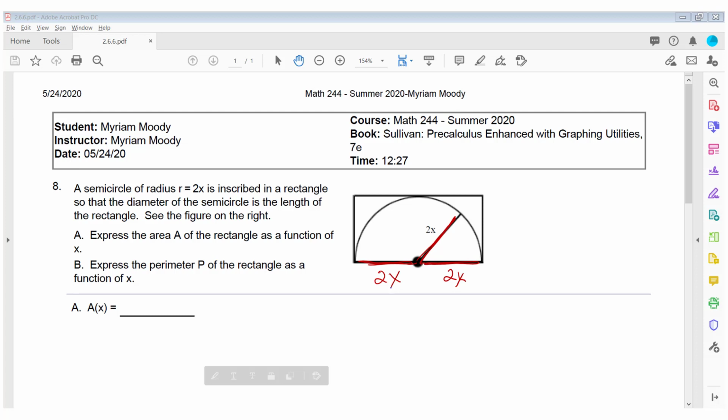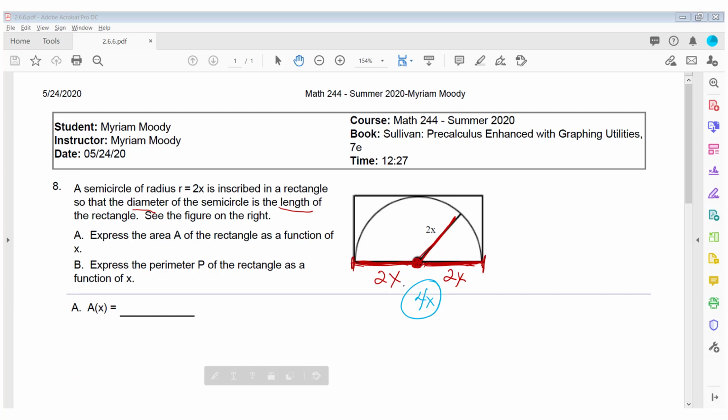So, help me out. Do you agree that this side was a length of 2x from the center of this circle out? And this side is a length of 2x from the center of the circle out, isn't it? But from this point to this point is the diameter of the circle, and according to them, not only is it the diameter of the circle, but it's the length of the rectangle. So I guess my question to you is this. Got the length of the rectangle? Yeah, the length of the rectangle is 4x. All I have to do is add those together, don't I?